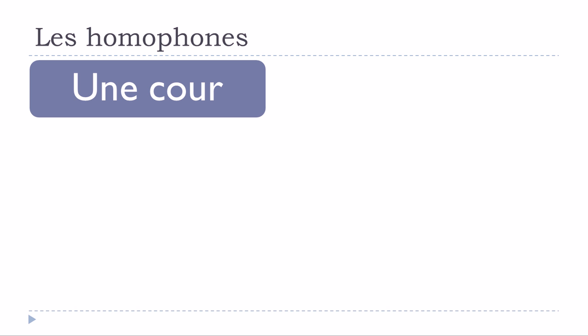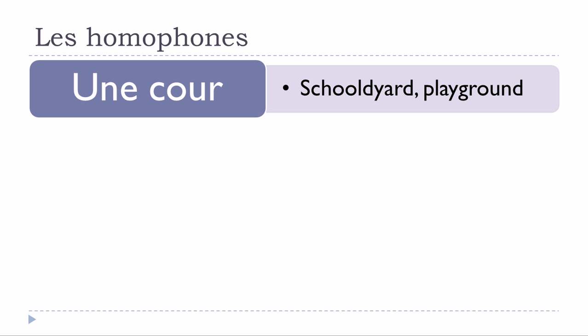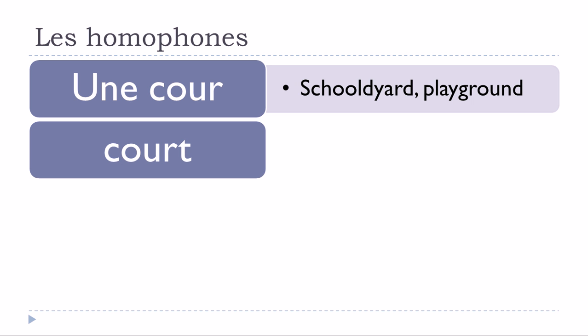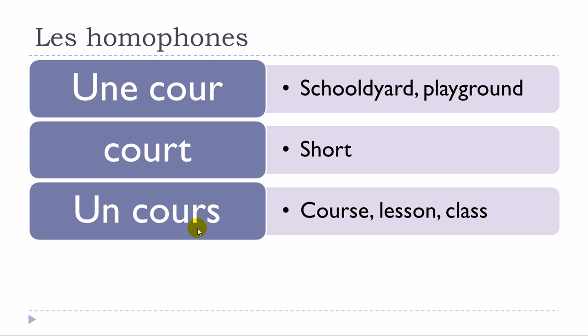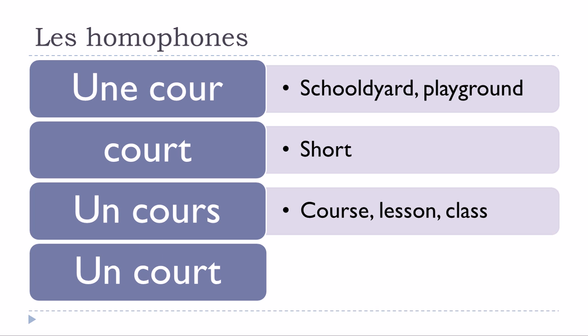Une cour. And then we get the adjective court. And after that, un cours. Alright, so you can see that here you get the feminine, une cour, then you get the adjective court, un cours.